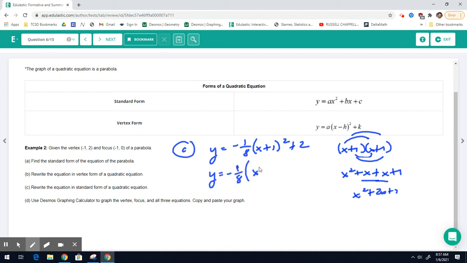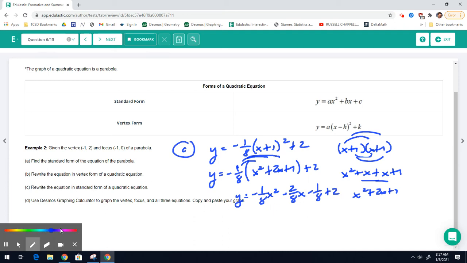-1/8 times (x squared plus 2x plus 1). And then the plus 2 is on the outside. So now we're going to distribute the -1/8 to all parts. So y equals, now this can be tricky because it's a fraction. So -1/8 x squared. Now I'm going to just multiply it out. The 2 goes only to the top. So -2/8 x minus 1/8 plus 2.